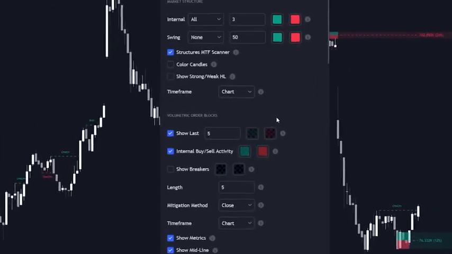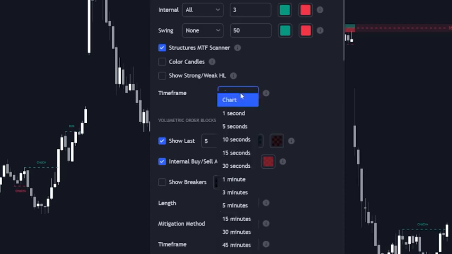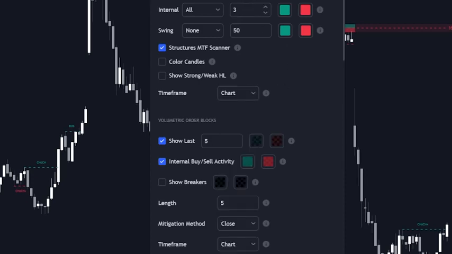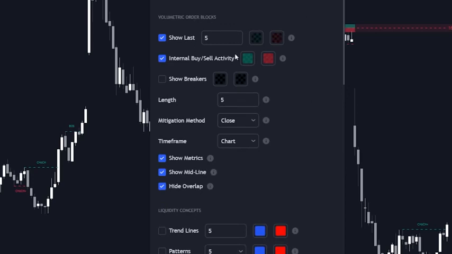So now we are going to go down to the order blocks. We're not going to change the multi-time frame on the market structure for this setup. We're going to try and keep it as simple as possible. Same thing with the order blocks. We're not going to change anything at all right here.